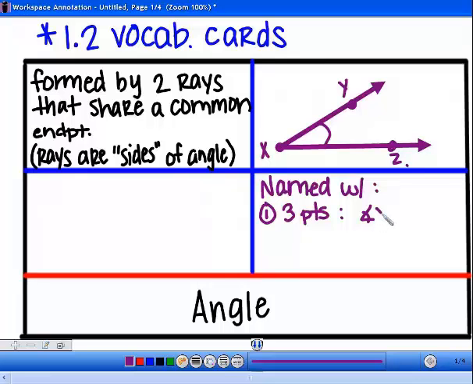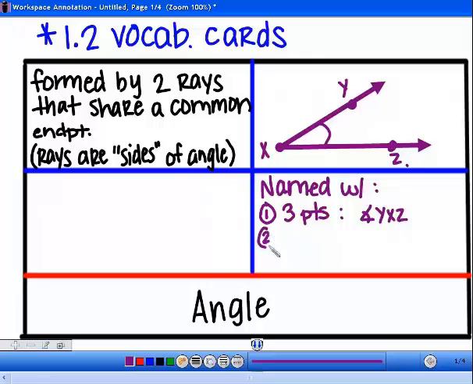So this would be angle Y, X, Z. Or you could do Z, X, Y. If you want to get in the habit of tracing it to see what order the letters would go in, just make sure that common endpoint is the center letter. And the symbol goes in front, not on top, like when we were doing lines and rays.